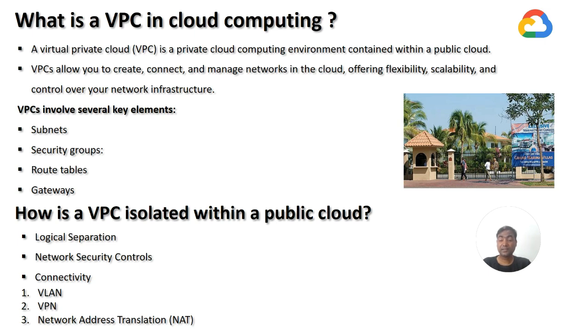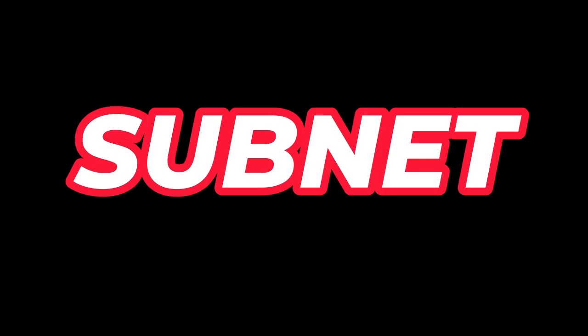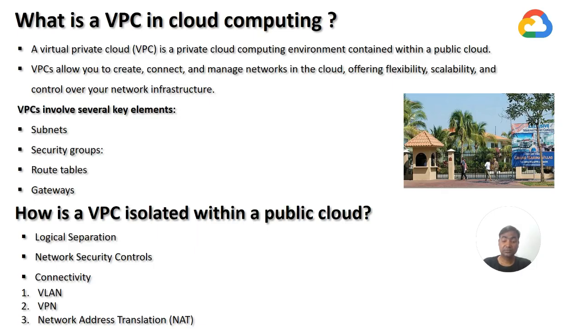As you can see here guys, a VPC involves several key elements like subnet, security group, route table, and gateway. Subnet, the smaller segmented section within the VPC, further dividing the network for specific purposes like separating development and production environment.